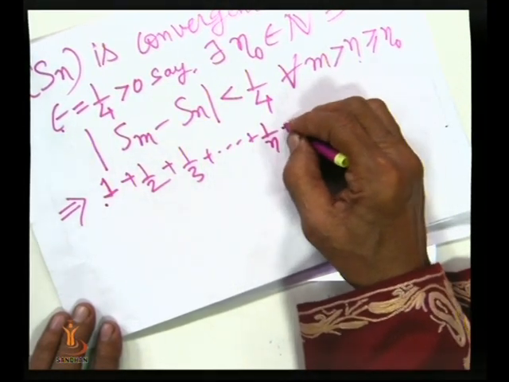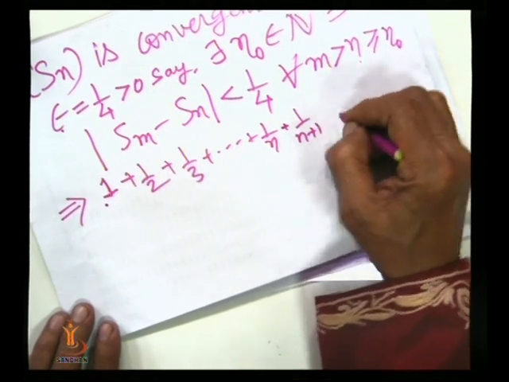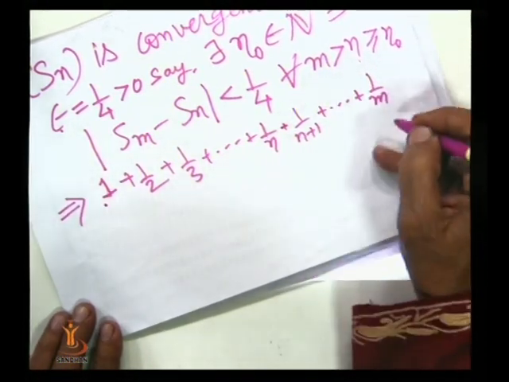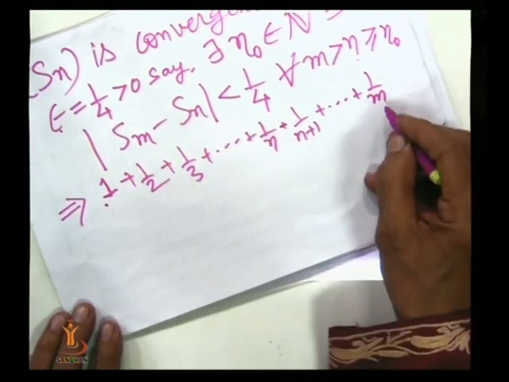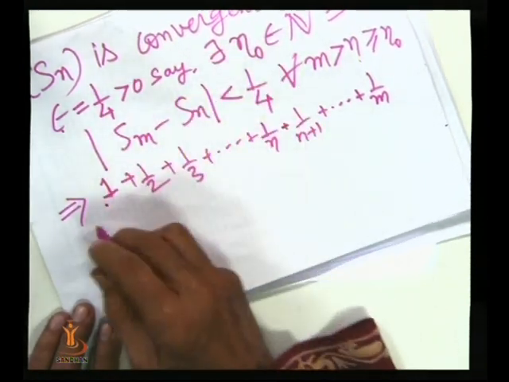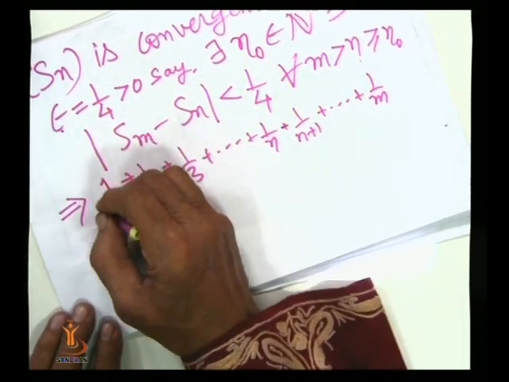Then 1 upon n plus 1 and so on up to 1 upon m. And because all terms are positive, greater than 0, the absolute value is the same as this one.